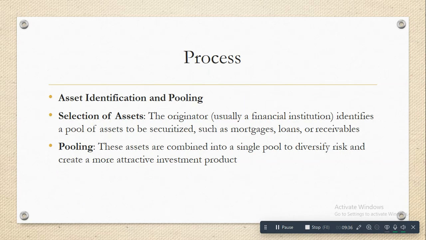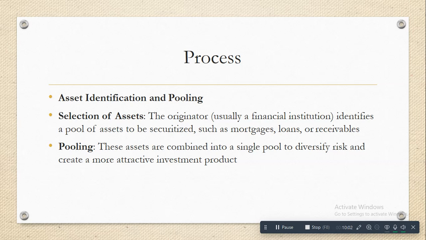Now the process of securitization. So the first process in securitization is asset identification and pooling. Selection of asset. The originator, usually a financial institution, identifies a pool of assets to be securitized, such as mortgages, loans, or receivables.